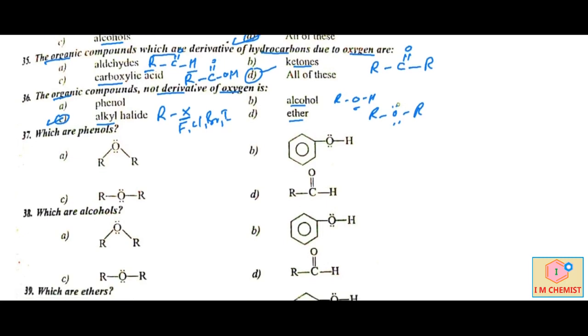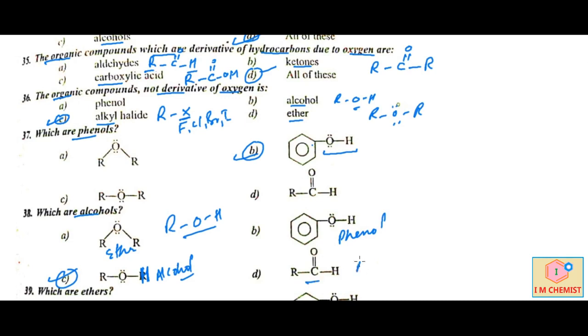MCQ number 37. Which are phenols? Option number B is correct. We have a benzene ring that is attached with a hydroxyl group. Which are alcohols? Alcohols are those compounds which contain ROH. So the first one is ether. This is also ether. If you replace it with hydrogen, it would be converted into alcohol. So right option here would be option number C. This is phenol, while this one represents aldehydes.